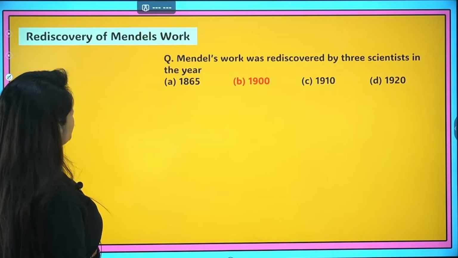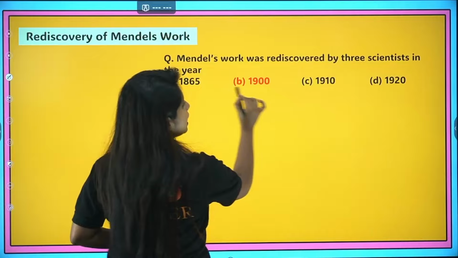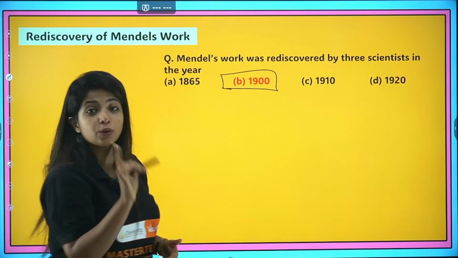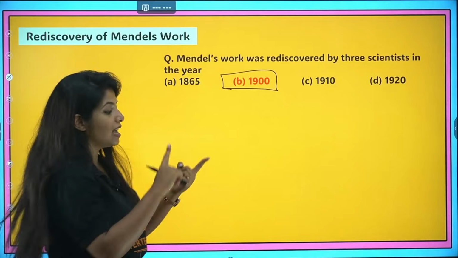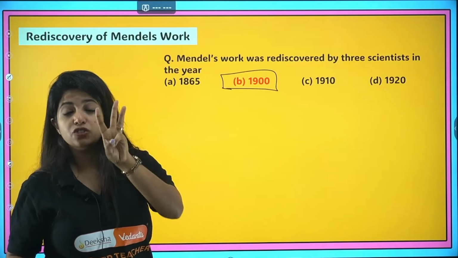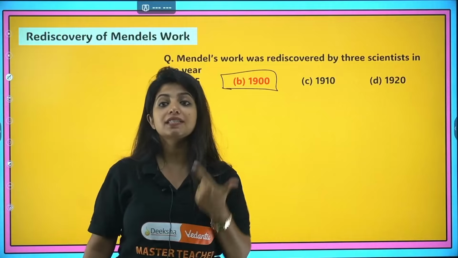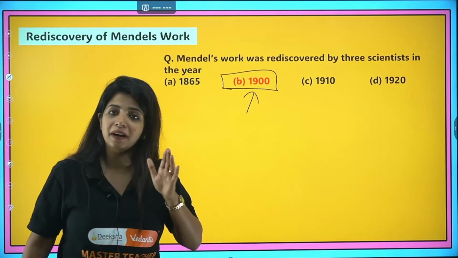Now, rediscovery of Mendel's work. These questions are also usually asked. When it was rediscovered in the year 1900, my dear children, there were three scientists who were behind this. Who were those three scientists? It was De Vries, Correns and Tschermak. Please remember the names of these three scientists. In the year 1900, they rediscovered Mendel's work.